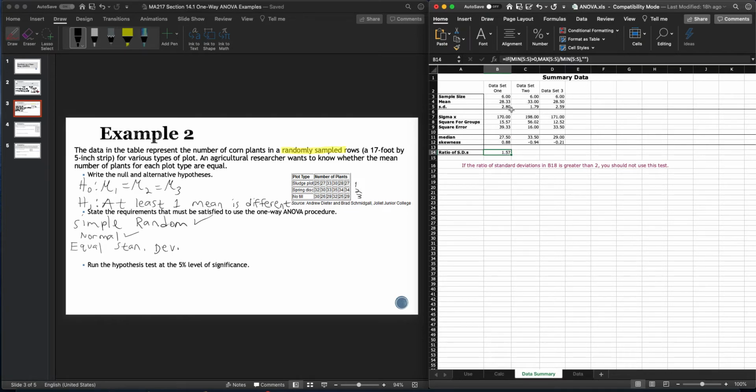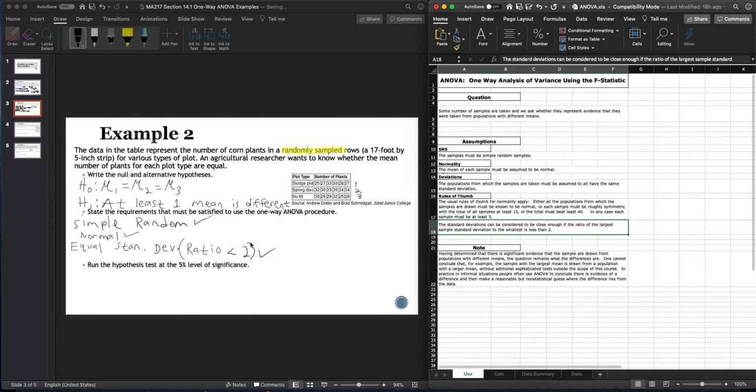And we could see that these three standard deviations, I mean, there's a little bit of variation, right? This one being at 1.79, the difference between the highest and the lowest being almost 1. So there's a little bit of variation there. But because this ratio is less than 2, we could indeed say this. So I'm going to write here ratio less than 2. So we're good there.